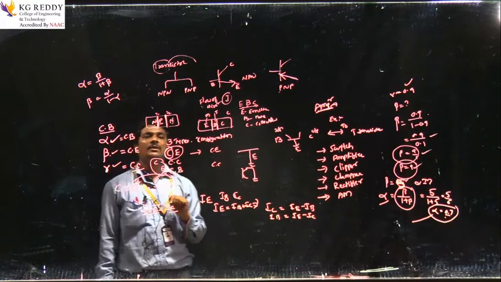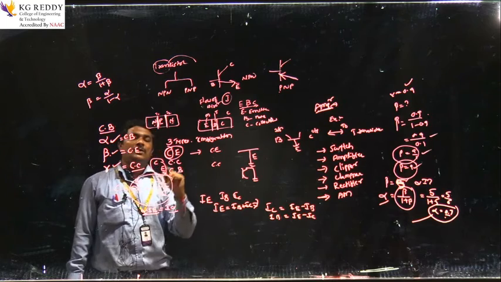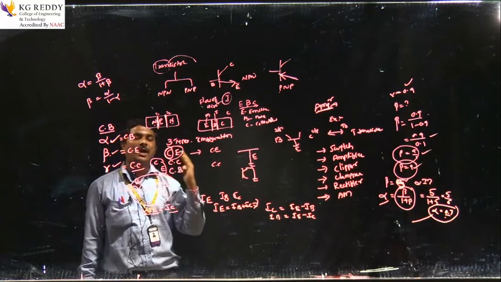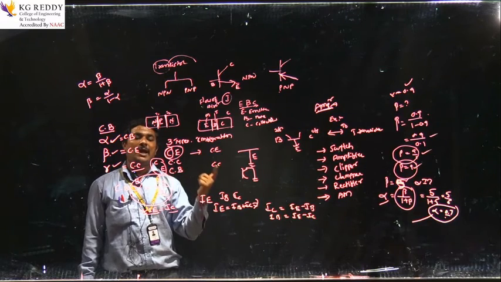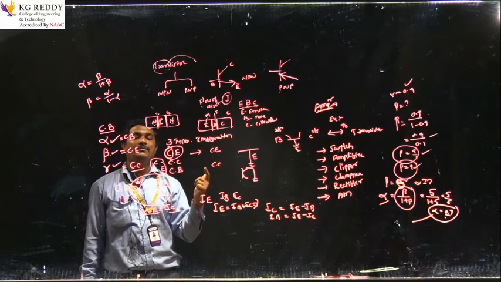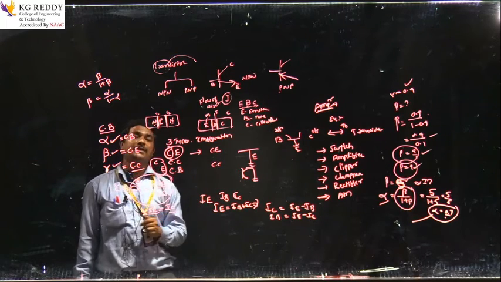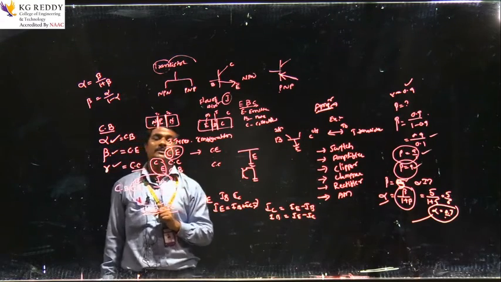Next, alpha equal to which relation? A, IC by IE; B, IB by IC; C, IC by IE; D, again IC by IC. Which one is correct? IC by IE is the correct answer.